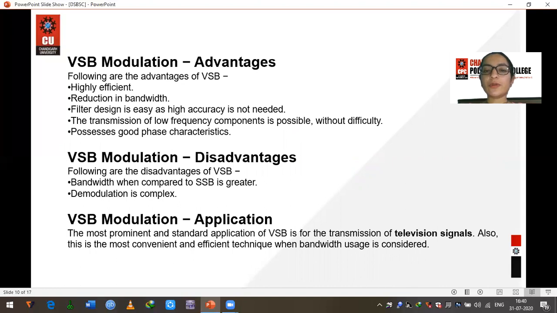The transmission of low frequency components is possible without any difficulty. It possesses good phase characteristics. Now, there are some disadvantages of VSB modulation. First, the bandwidth when compared to SSB is much greater, and the demodulation is complex. Applications: we can use it in television signals, where it is the most convenient and efficient technique when bandwidth is considered, and the standard application is TV transmission.